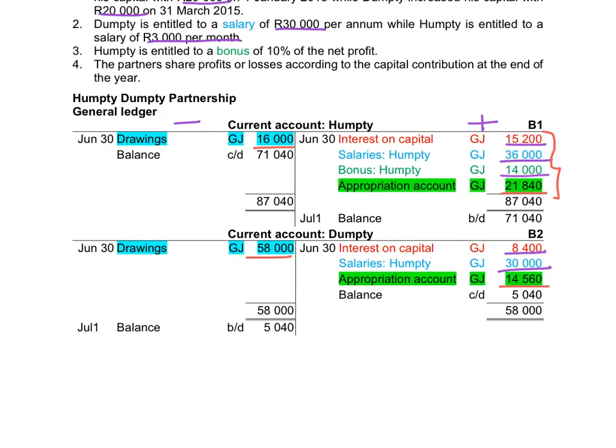Therefore, we will balance the account, which will determine that the closing balance of Humpty is 71,000. The closing balance of Dumpty on the debit side is 5,040. This indicates to us that Humpty didn't take all the money that he's entitled to. The business still owes him 71,040, whereas Dumpty took more money out of the business than he's entitled to, so he actually owes 5,040 to the business.